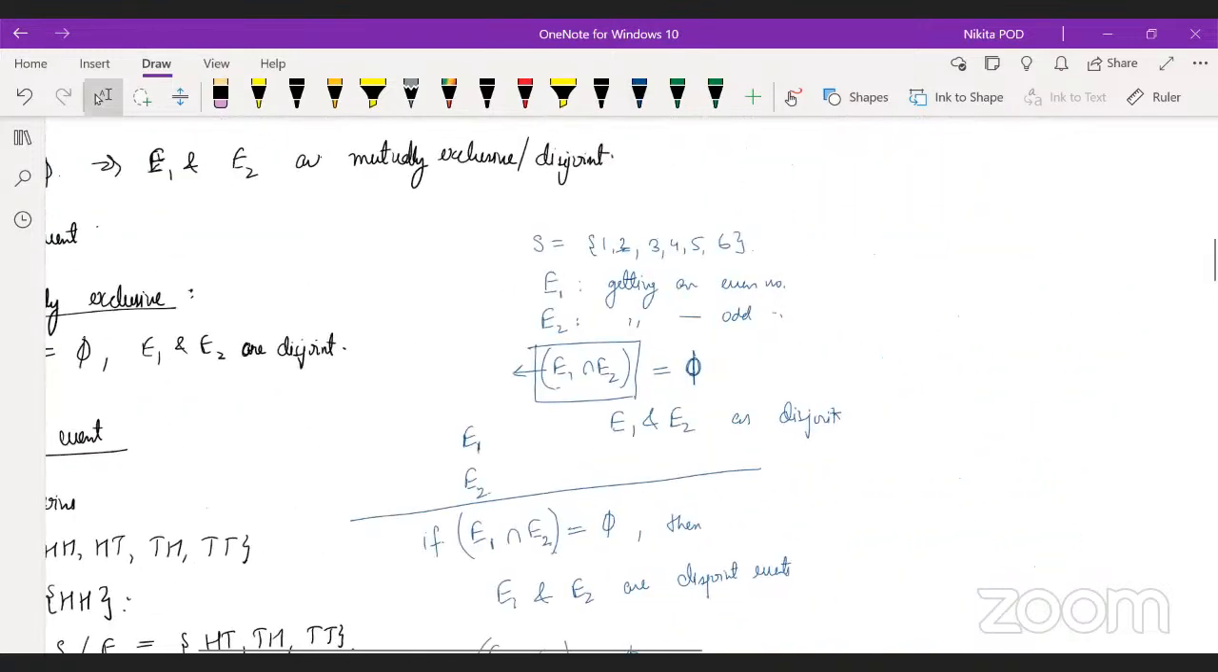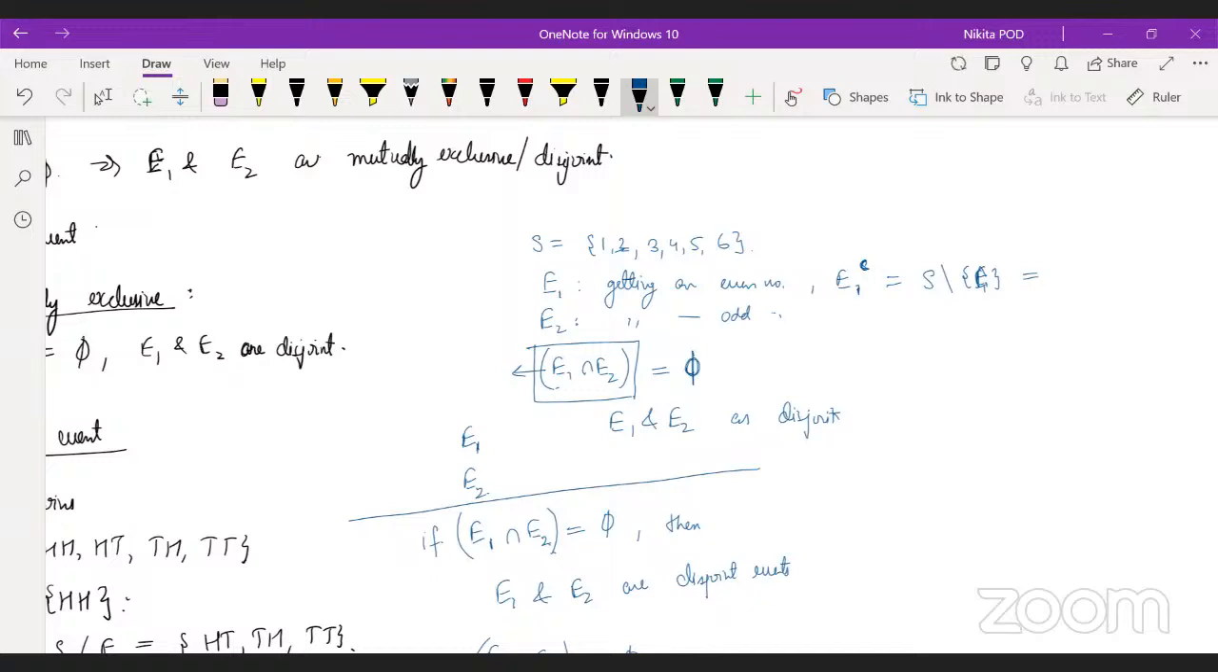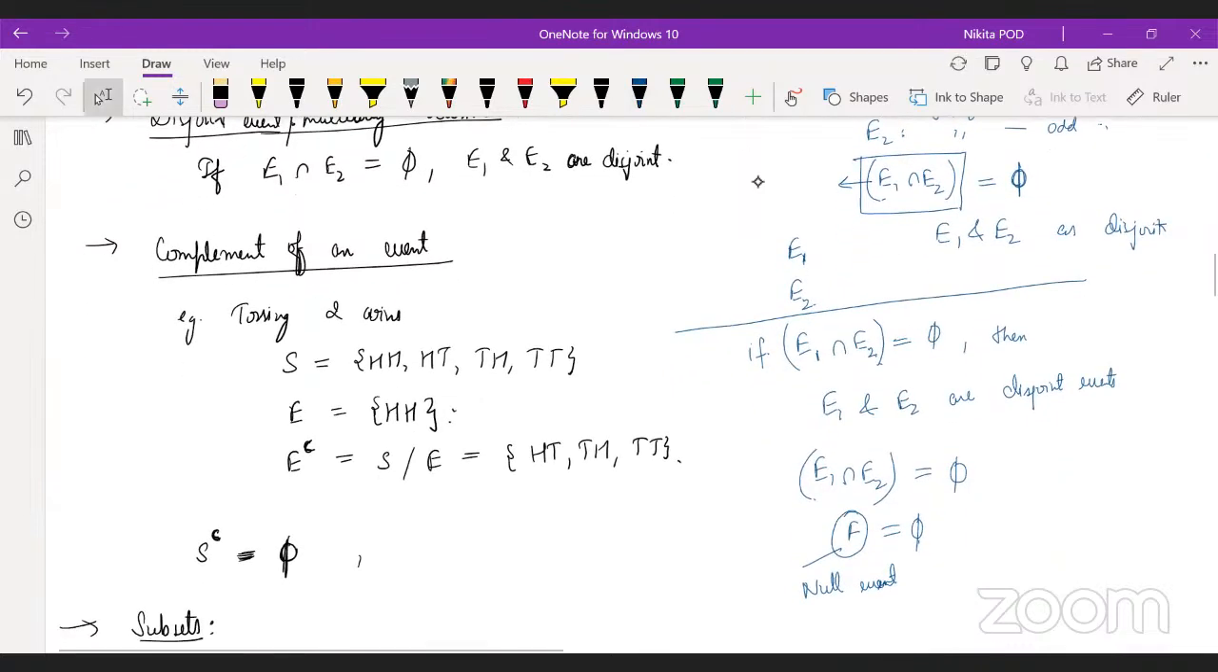So, if we take the same example, E1 is getting an even number. So, complement of E1, this is how we denote it, a small c we write on the top. E1 complement will be getting an odd number, right? Complement is everything else. So, basically, this is S minus E1, since in E1 we had 2, 4 and 6, and if we subtract 2, 4 and 6 from S, you will get 1, 3 and 5. Right? So this is what we understand by complement of an event.